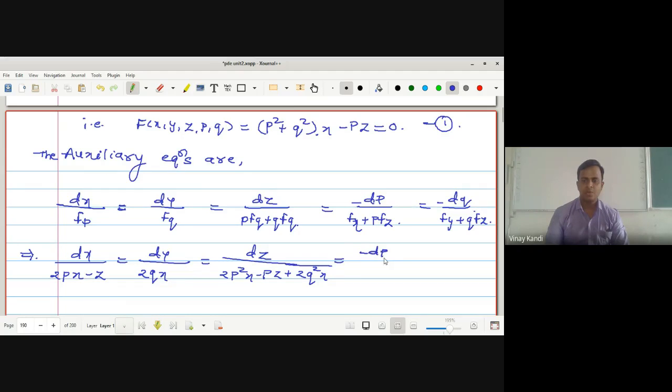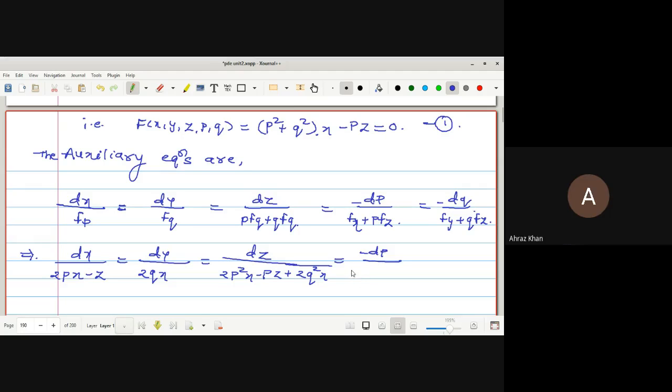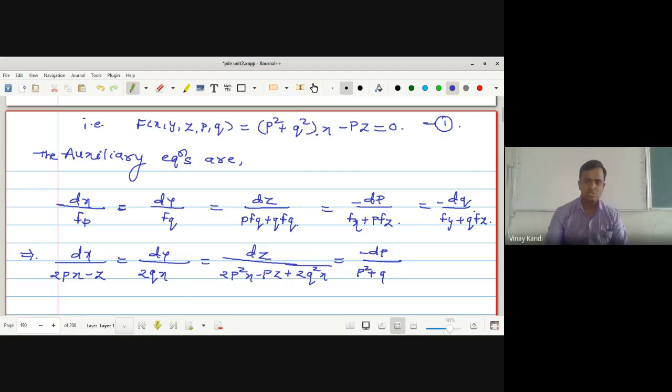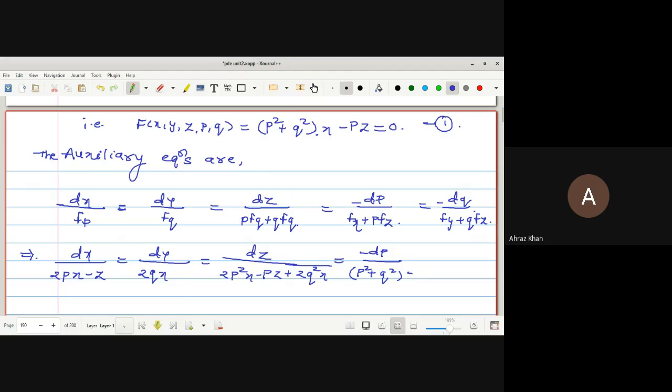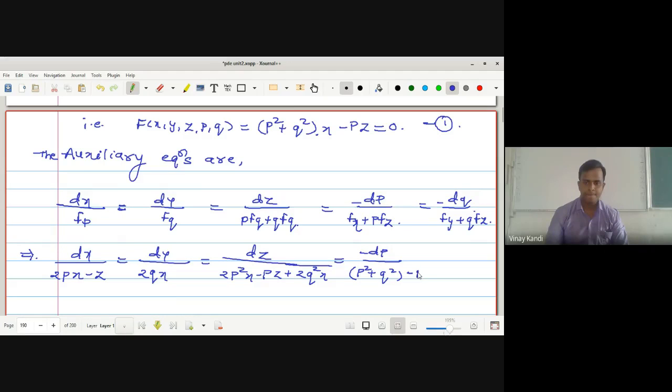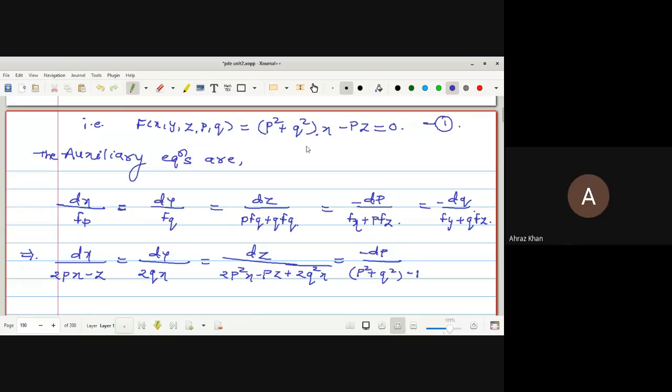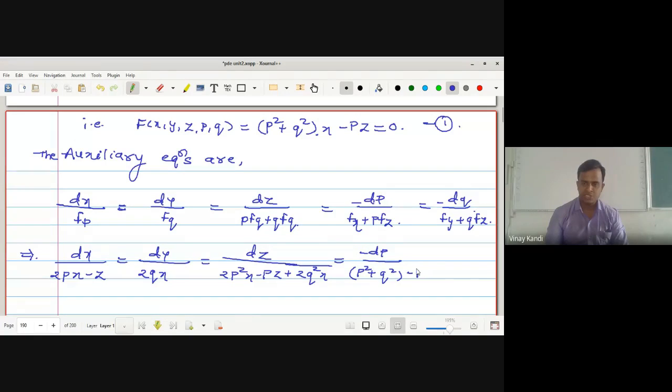minus dp upon what is the fx? It's p square plus q square. pfz. Minus p square. Minus fz, what will it be? P square. Minus p. So minus p square. So minus p square. Okay, which is equal to minus dq upon fy till 0.